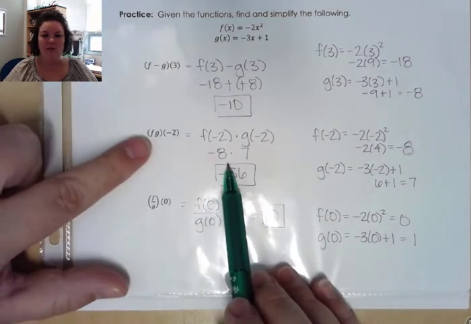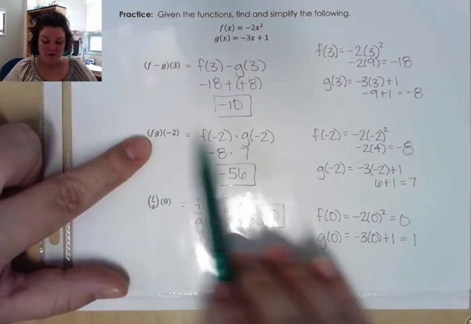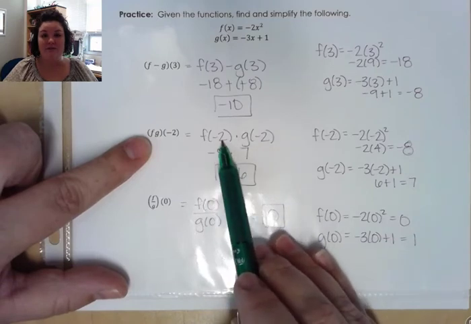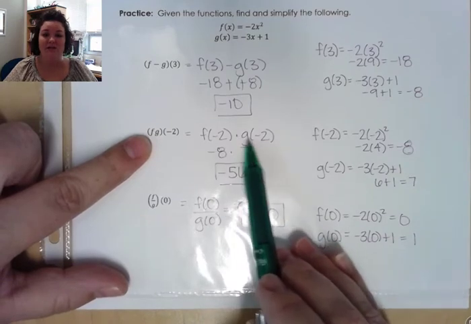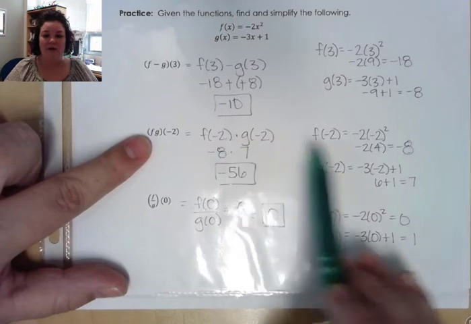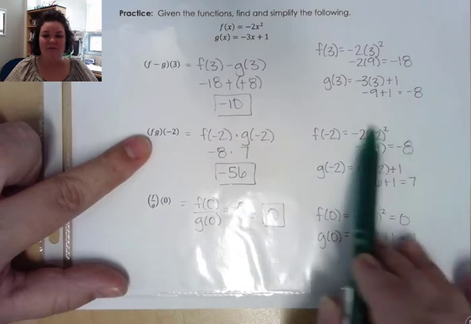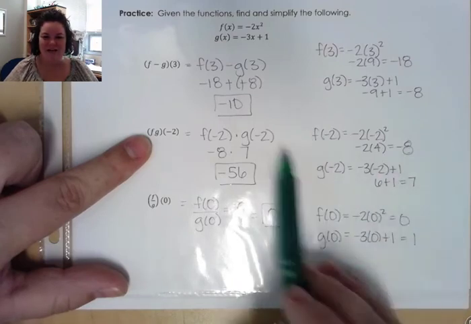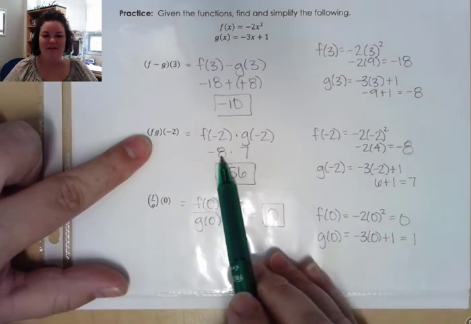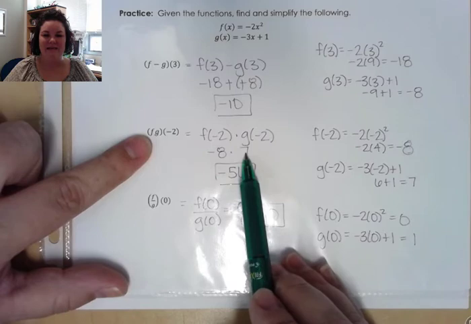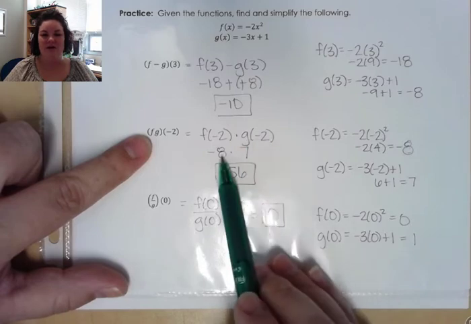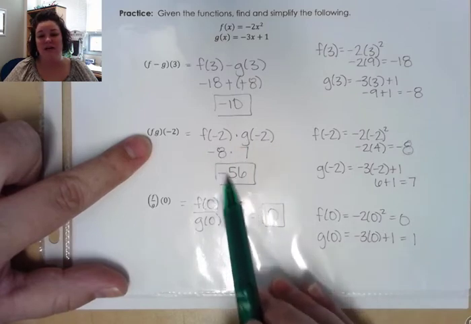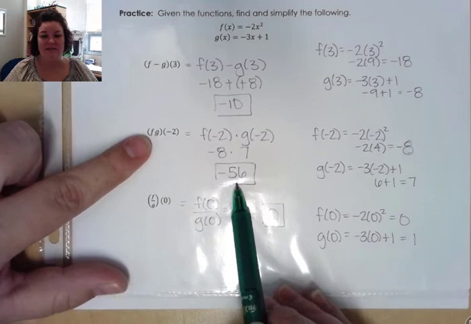Okay, on the second one, we're multiplying. So we're evaluating f of negative 2 and multiplying that by g of negative 2. Again, we calculate f of negative 2 and g of negative 2 over here to the side. So we get negative 8 for f of negative 2, and we get 7 for g of negative 2. Then all we have to do is multiply those two numbers together, which gives us a negative 56.